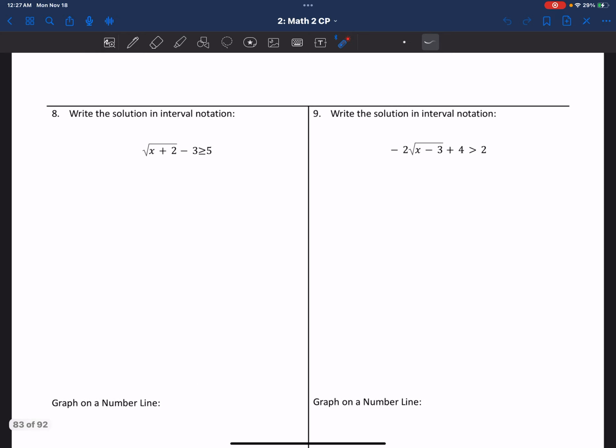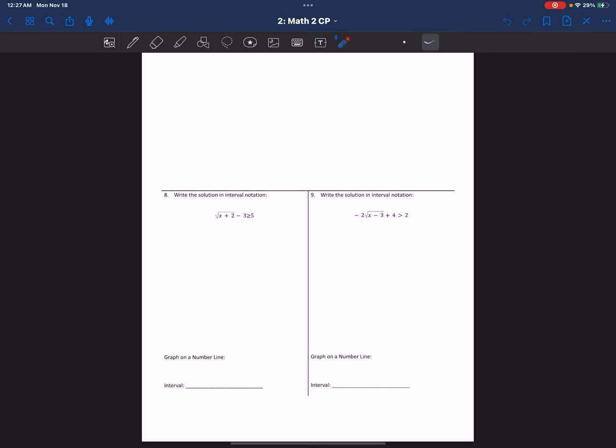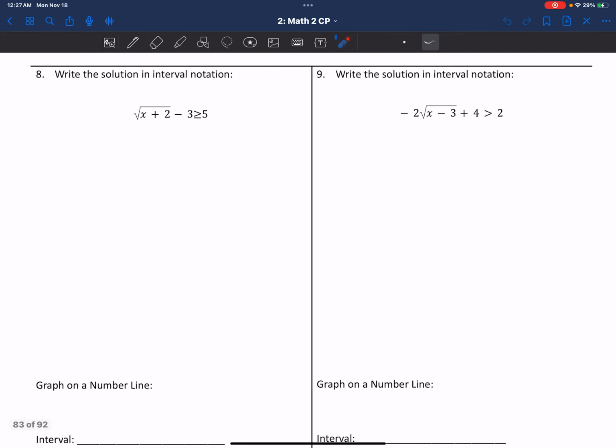All right, number 8, it says write the solution in interval notation. Now notice you have an inequality. So this is going to be the part where you have on your notes 6.2. All right. So you're going to have to do 2 parts. You have to do what's inside the radical, and then you have to do the whole inequality. And then one thing I would like for you to write on here is to make a number line at the bottom.